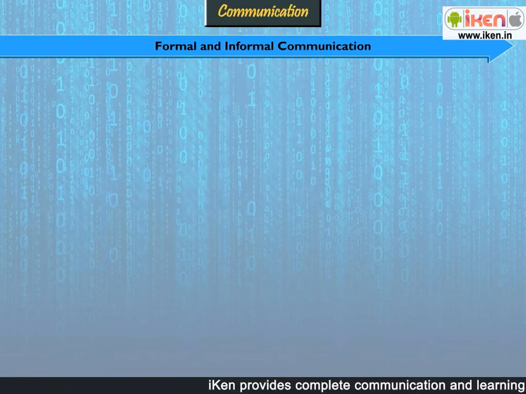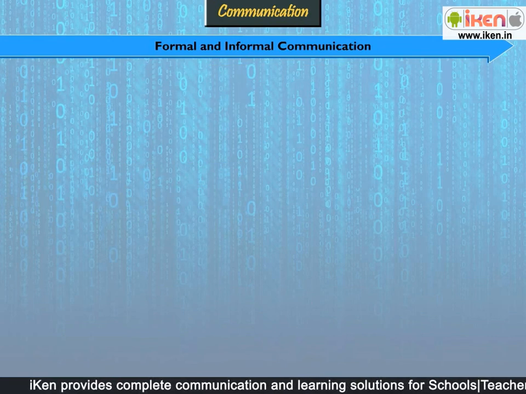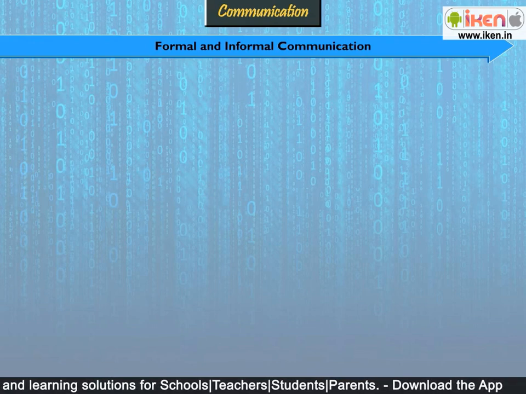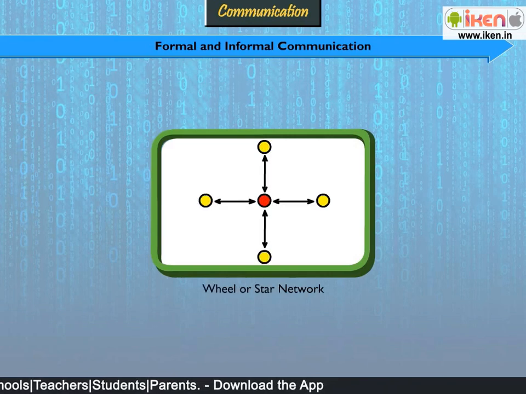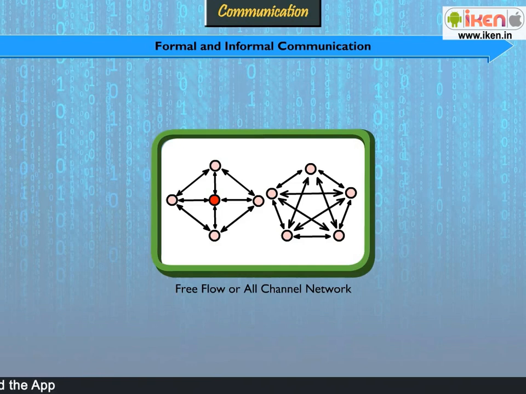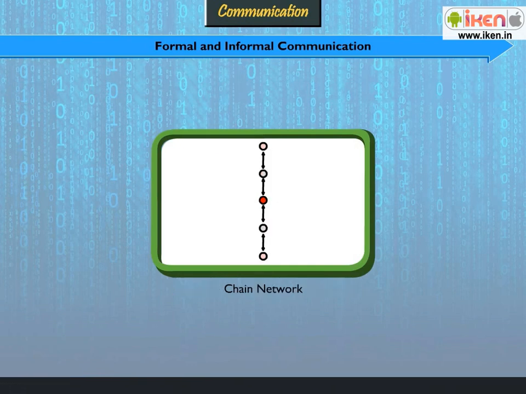There is a pattern through which communication flows within an organization. This pattern is indicated through communication networks. Some of the popular communication networks that may operate in formal organizations are chain network, wheel or star network, circular network, inverted V network, free flow or all-channel network. Chain network exists between a supervisor and his subordinates. Information flows vertically in this network.